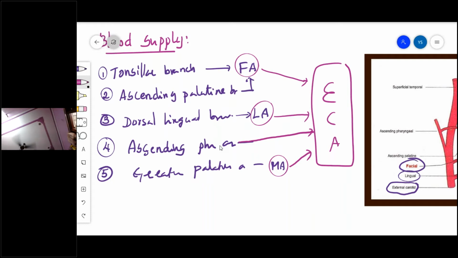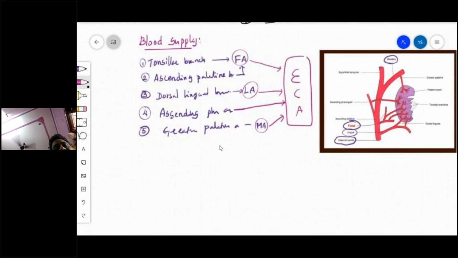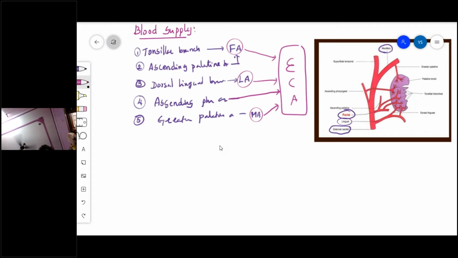So this is the blood supply of the palatine tonsil, richly supplied. So mainly facial artery, lingual artery, maxillary artery. Tonsillar branch, ascending palatine branch, dorsal lingual branch, ascending pharyngeal, greater palatine. Is it clear? So this is the arterial supply, and venous drainage is through the paratonsillar vein, draining into the pharyngeal venous plexus.